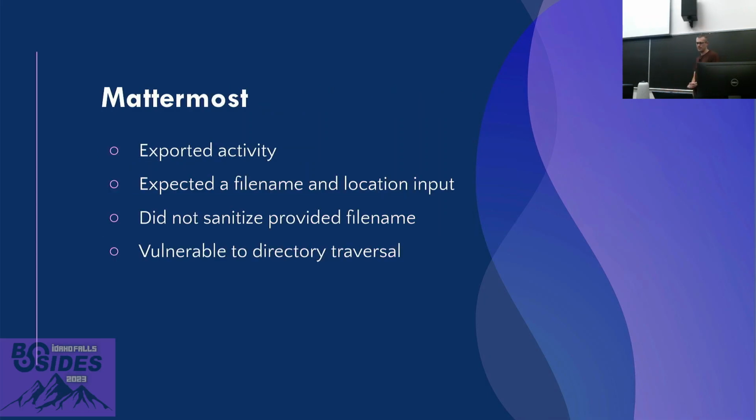So the Mattermost Android application exported an activity. This activity expected as input a file path and a file name. The root cause of the issue was the application would read the file content from the path, and then it would write that output using the file name, but it wouldn't sanitize the file name. So if you provided directory traversal sequence in the file name, you could trick the Mattermost application into writing arbitrary file content anywhere within its internal app directory, and you could ultimately get code execution.